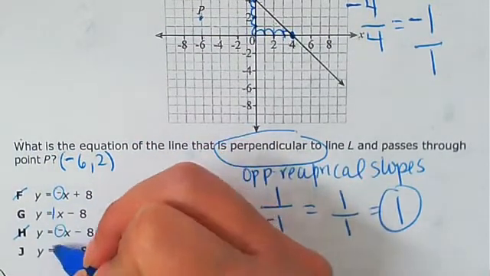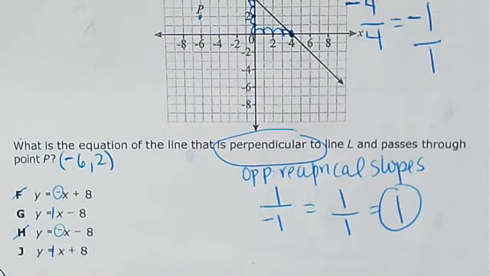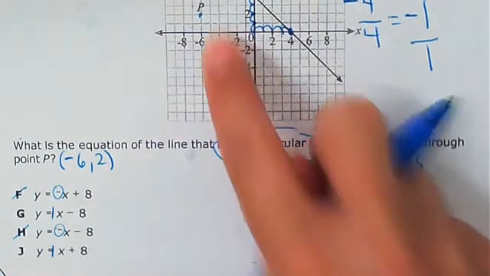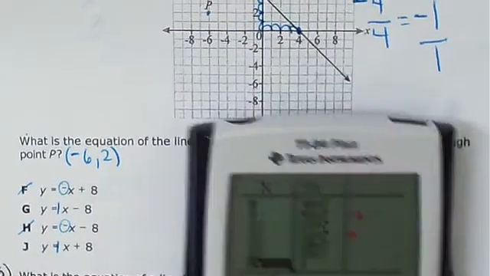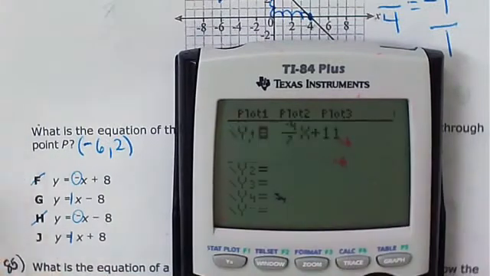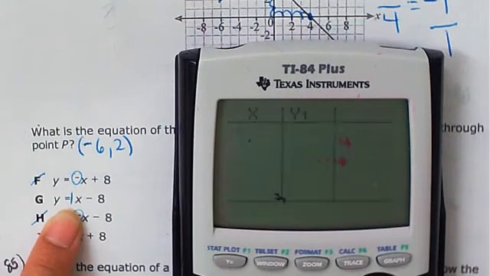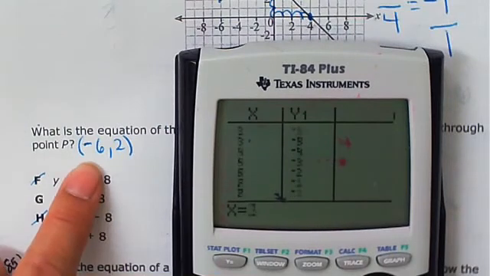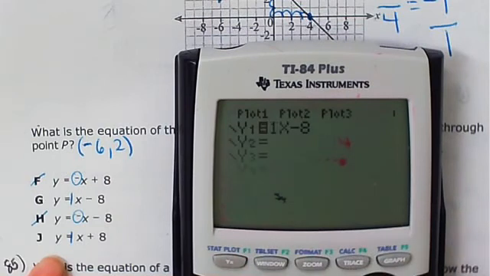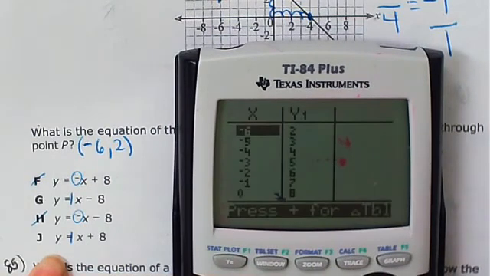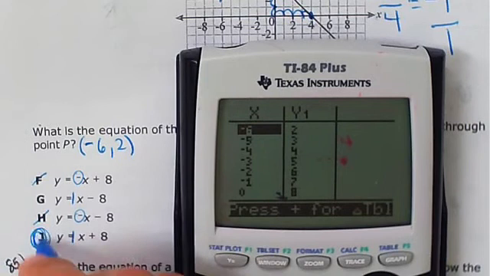So there goes F, and there goes H. It's got to be G or J. One of these goes to this point. Well, let's check it. 1x minus 8. Second table. Does it have a -6, 2? No, so it's got to be J. 1x plus 8. -6, 2. Yep.